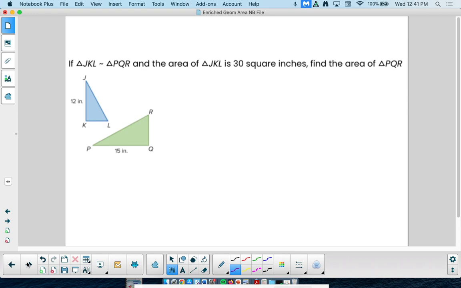So on this first one, we have two similar triangles and we're looking for the area of our bigger one, okay? So we know the area of triangle JKL is 30 and we're looking for the area of triangle PRQ. So what we can start with, since we have matching sides here, is our scale factor. And I like to do a little road map.